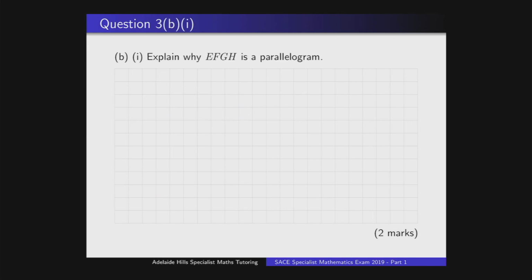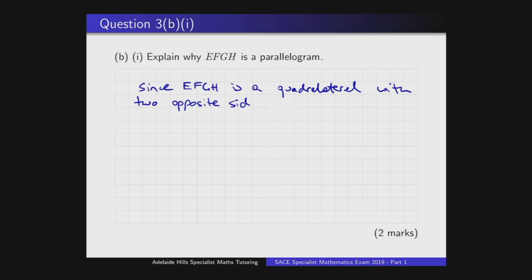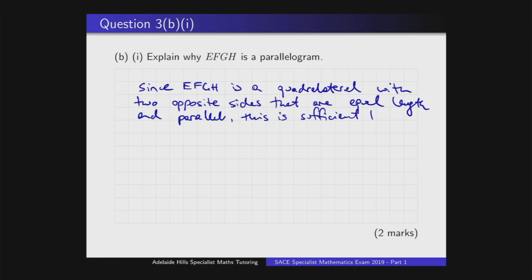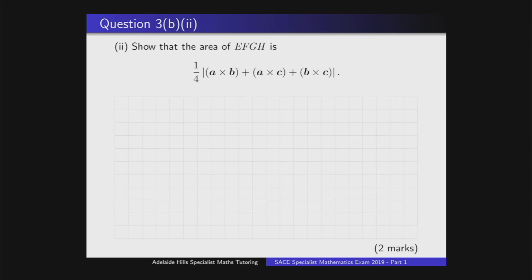To answer this question, all we need to say is, since EFGH is a quadrilateral with two opposite sides that are equal length and parallel, this is sufficient for EFGH to form a parallelogram. Okay, so that's why EFGH is a parallelogram.